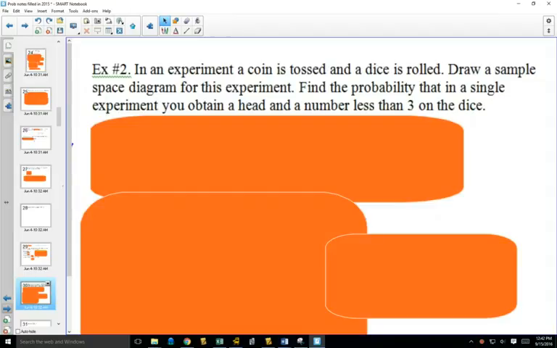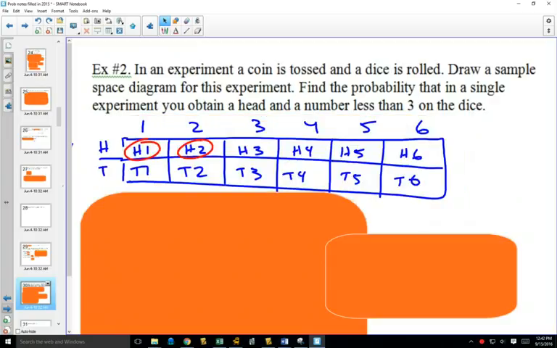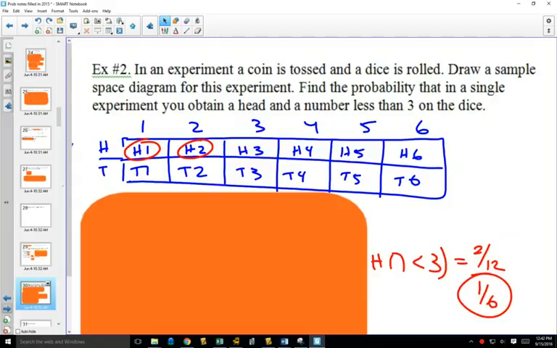So as far as drawing a sample space diagram, we can do that in a chart like we did last time with the dice. So if you want to do one heads and tails, one coin, and the die, you could create a chart and fill in that chart to list everything. And then find a probability that in a single experiment you obtain a head and a number less than 3. Well, if we look at our entire sample space, only those 2 red ones are the answers, so we would get 2 out of 12, or 1/6 as an answer.